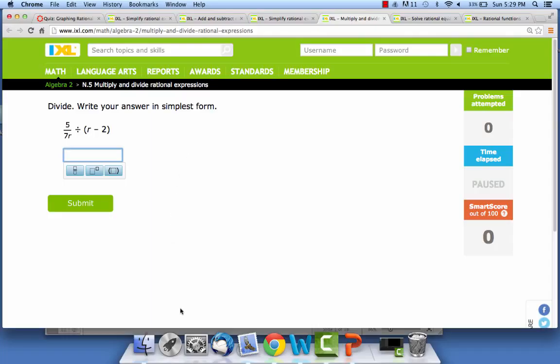Okay, so we have 5 over 7r divided by r minus 2.